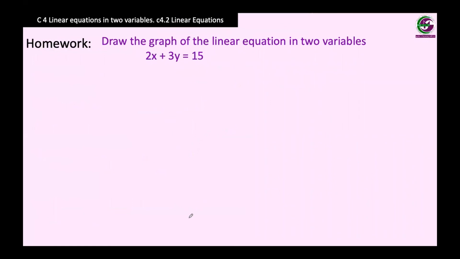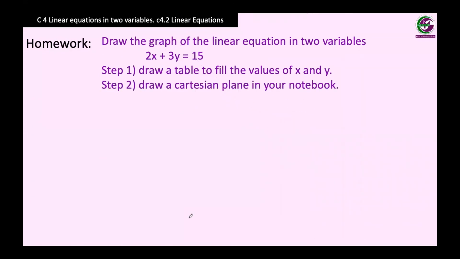And now the homework time. To draw the graph of the equation 2x plus 3y is equal to 15, you can draw the table replacing the value of x and y. You can replace by 0, get the answer, draw the graph, and that's all for today.